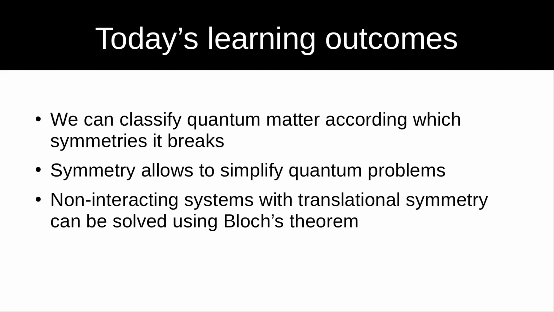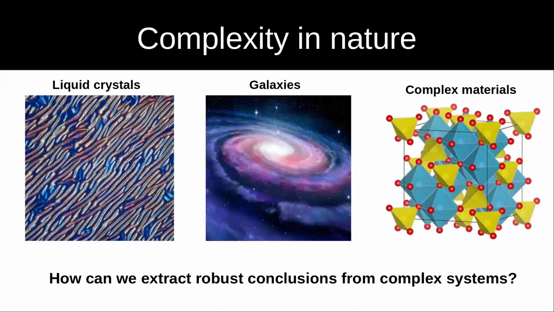Okay, so to summarize, today we are going to go through several concepts. First, we'll see that we can classify quantum matter according to the symmetries that it breaks, namely time reversal symmetry, translational symmetry, and others. We will see that symmetry allows us to simplify quantum problems, which is perhaps the most important tool that we will use in the rest of the course. And specifically, if you think about single particle systems, the symmetry that they have in the presence of periodicity gives rise to something that you know as Bloch's theorem, which is the fundamental building block to understand the electronic structure theory of solids.